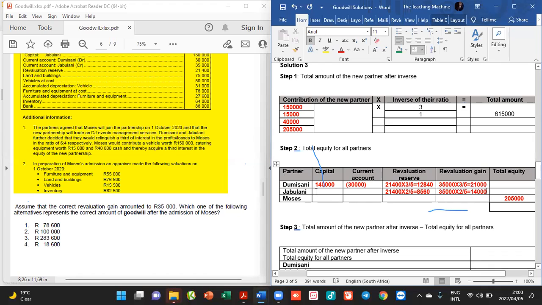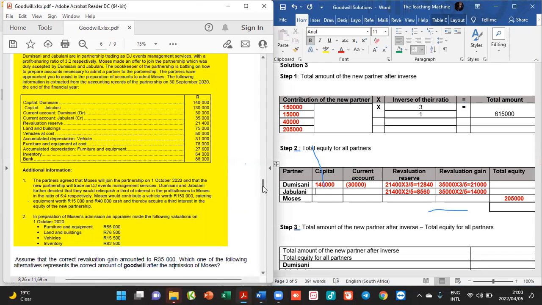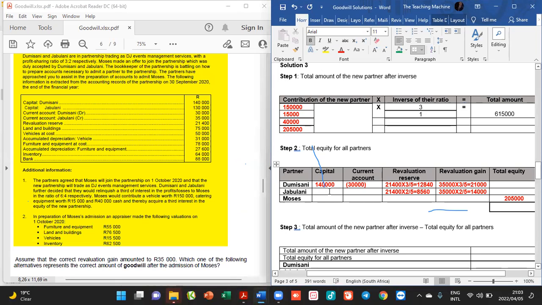Okay, the capital for Jabulani, let's look at the table. The capital for Jabulani is given as 130,000, if I'm not mistaken. And his current account is marked CR. That means it's positive. So I'd have positive 35,000. Okay. So what's new about this example? You have a new item, which is a revaluation reserve on the table. So if you have a revaluation reserve, then you need to split it amongst the partners as per the old ratio.